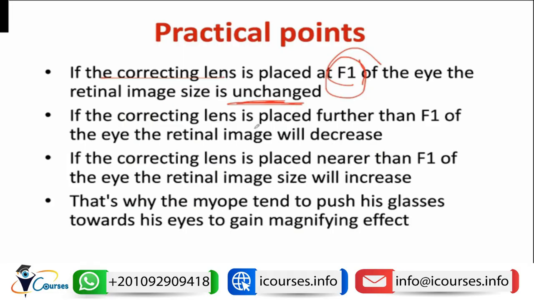And if we place the lens further than the F1, the retinal image size will decrease. And if we place the lens nearer than the F1, the retinal image size will increase. That's why a patient with myopia who wants more magnifying effect, to enlarge the retinal image size, tends to push their glasses toward their eyes, because when the correcting lens is closer to the eye than the F1, the retinal image size will increase. I hope that this is clear.